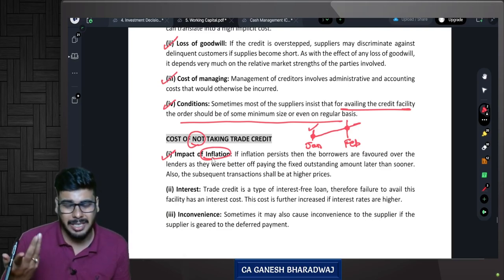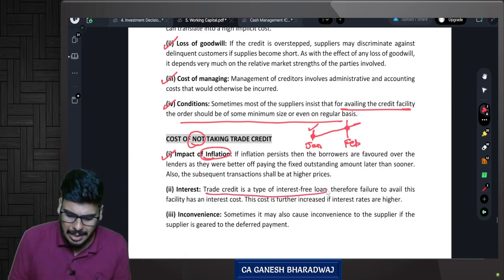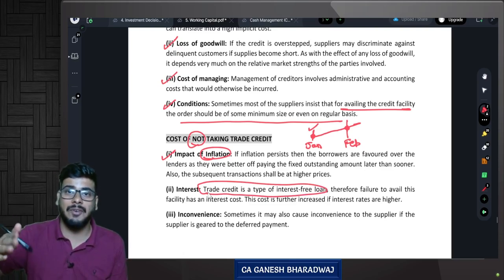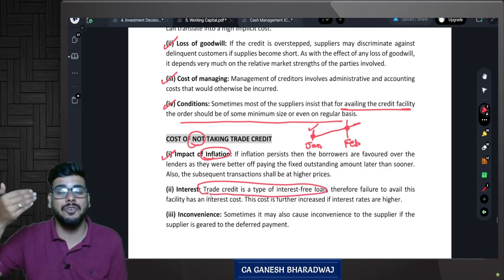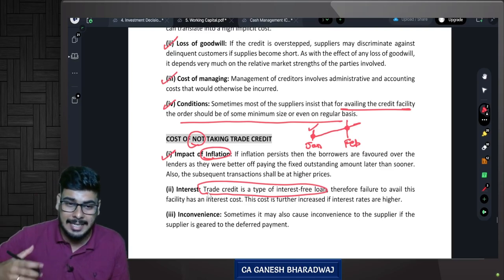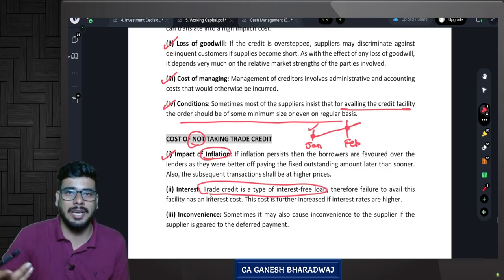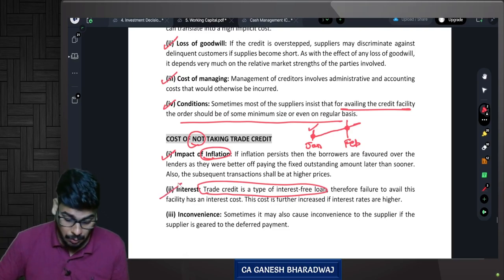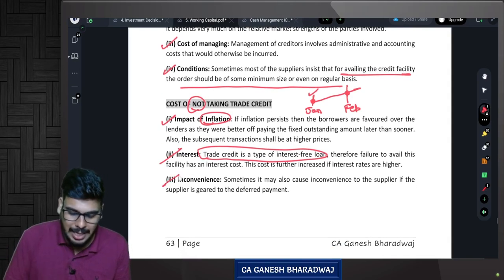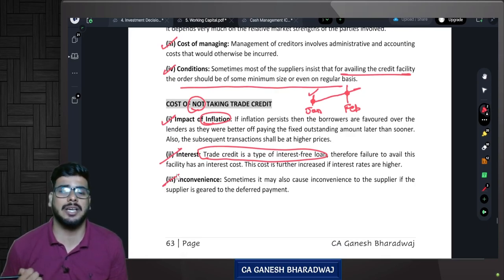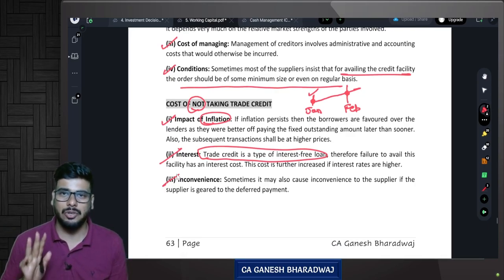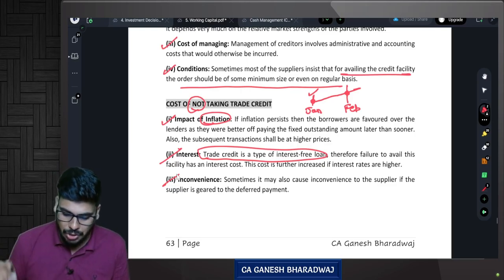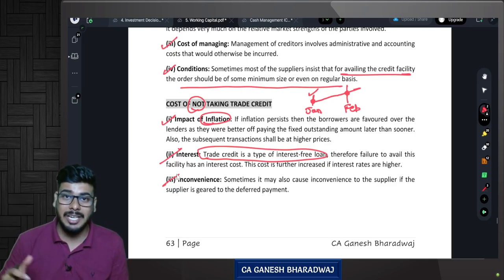Number two, yes, we know that trade credit is typically an interest-free loan. This is what I said. It is technically funded by way of a non-cash item. That is, it is not a monetary way of funding, but through materials they are funding it. So it comes free of interest. And number three, inconvenience. Sometimes you might not have cash whenever you want to purchase. In that case, taking credit from the supplier will help you. So this is also one more advantage of taking credit.